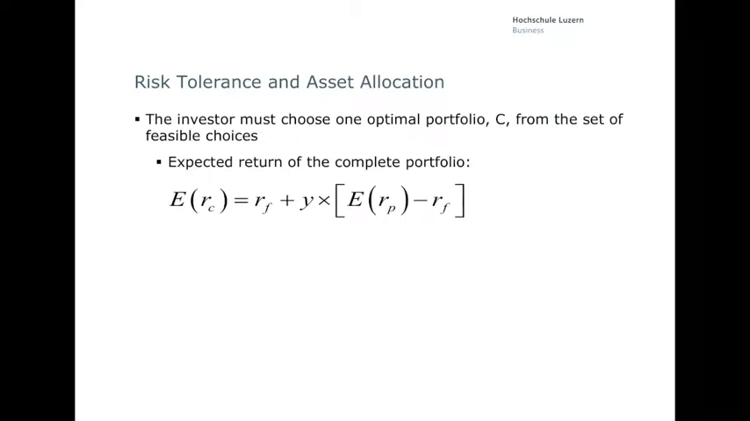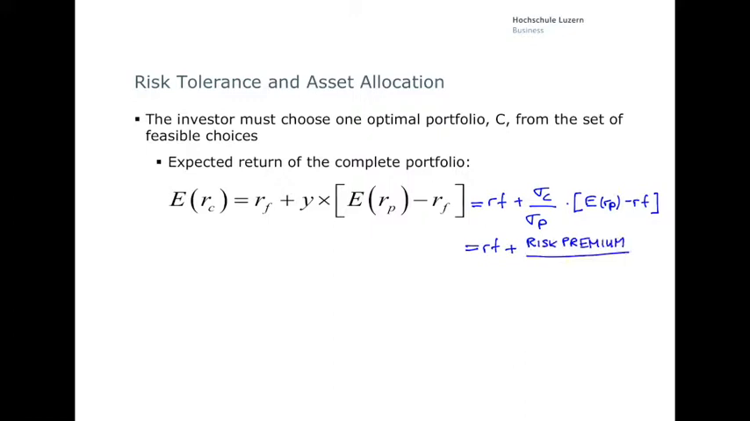Risk tolerance and asset allocation. From the previous session, we have learned that the expected return of the complete portfolio is a function of its standard deviation, resulting in a straight line called the capital allocation line, which is defined by the intercept, RF, and the slope, which is the risk premium divided by its standard deviation. This is also called the Sharpe ratio or reward to volatility ratio.